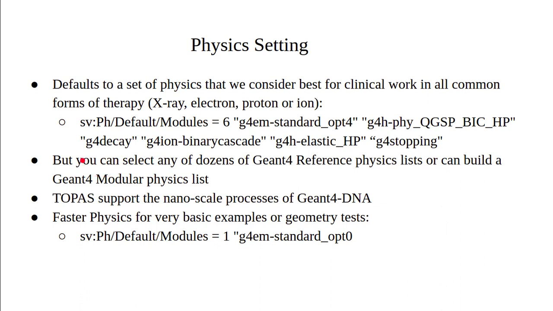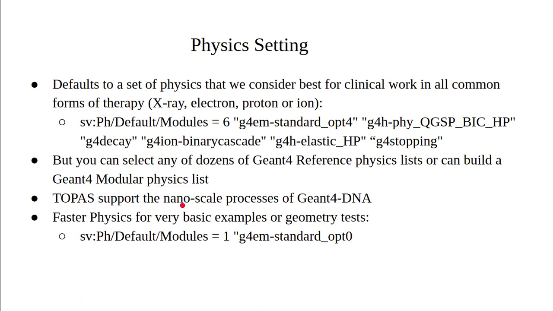But not only this, these 6 are just the default models. In case you want to use any other physics model, you can select any of the dozens of GEANT4 reference physics models from the GEANT4 reference physics list, or build a GEANT4 modular physics list for yourself. So you are free to do that.